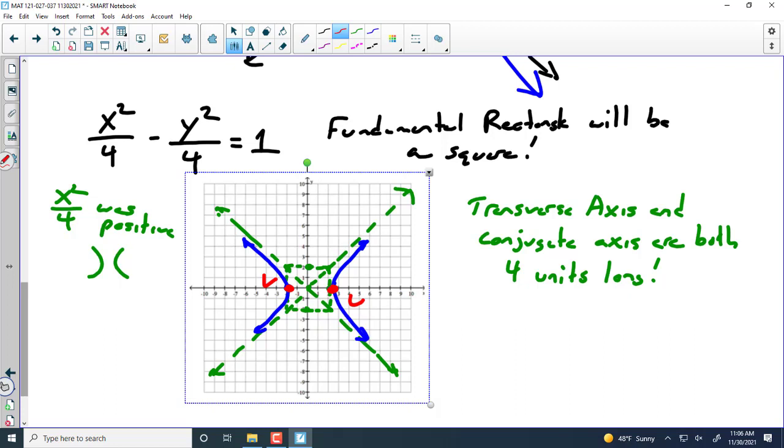So we basically have 2 more things we need to learn about hyperbolas. 2 more big things we need to learn about them.